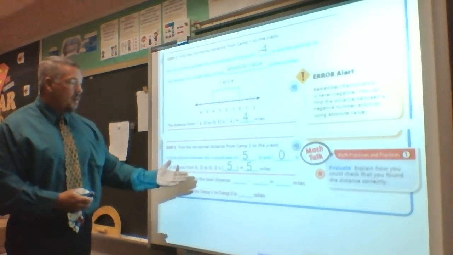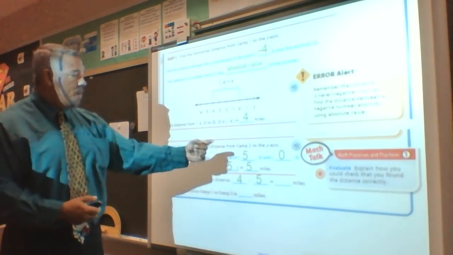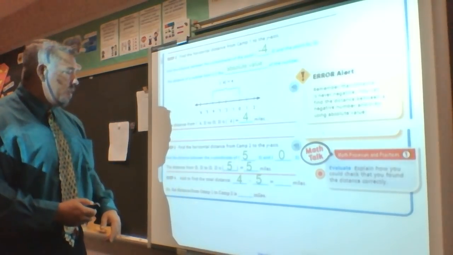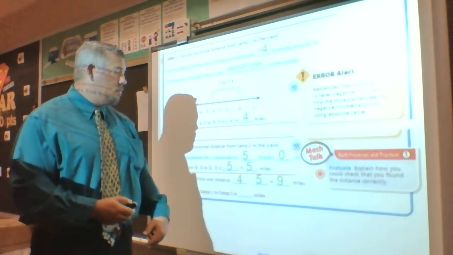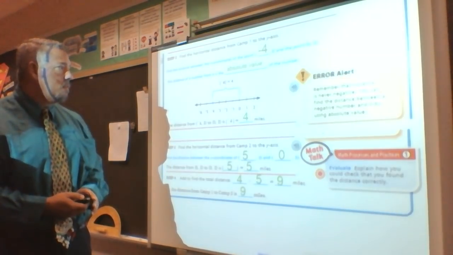So when I talk about my total distance, I have to take my 4 miles that I had and my 5 miles that I had and add them together, and I get 9 miles. So my answer is indeed 9 miles for my reasoning.